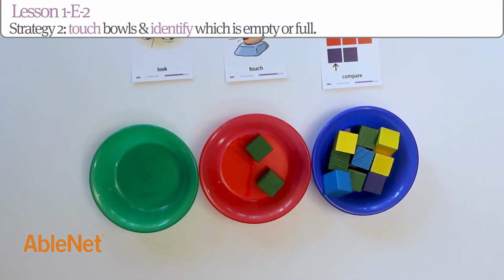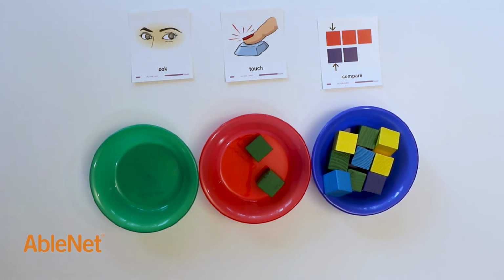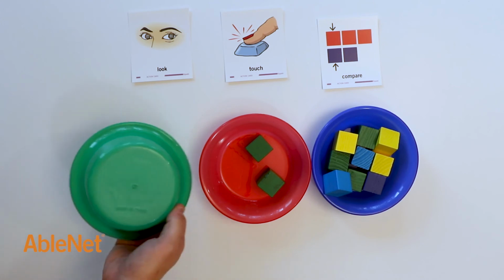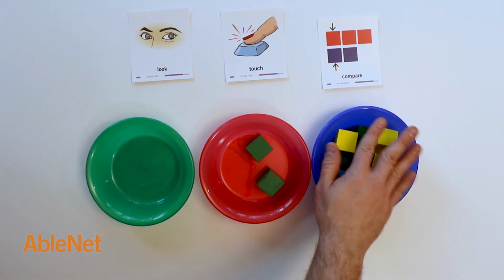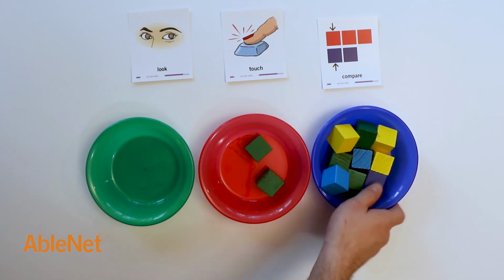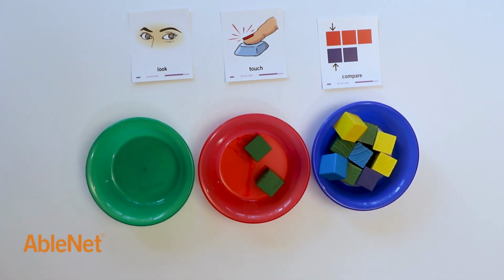For our second strategy, we're going to touch bowls and identify which is empty or full. I don't feel any blocks in the green bowl. I feel a lot of blocks in the blue bowl. The green bowl is empty, and the blue bowl is full.